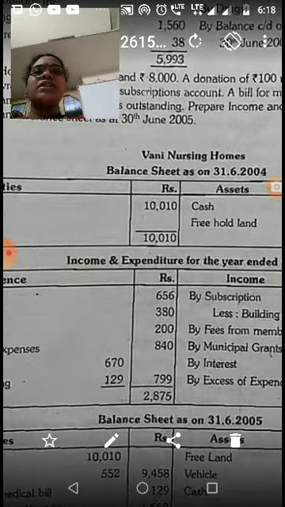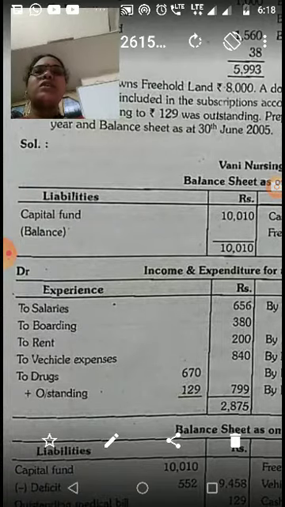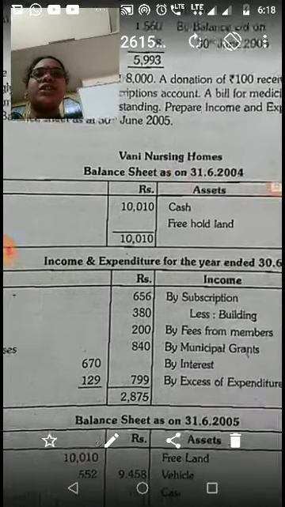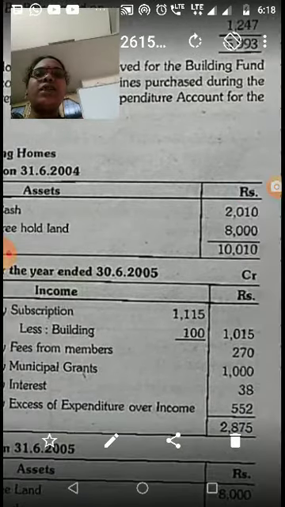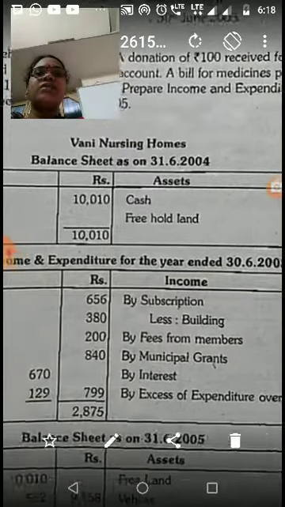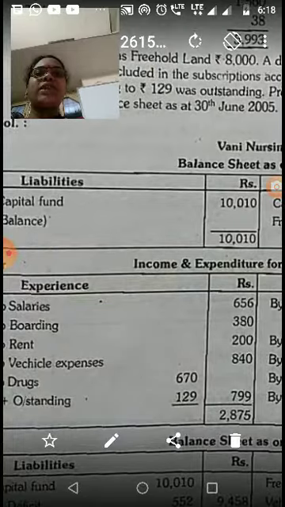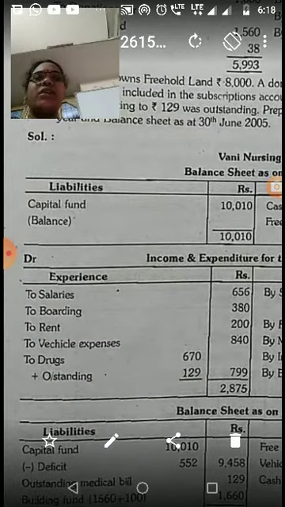Now, Vani Nursing Home's balance sheet as on 30/6/2004. This is the opening balance sheet. So here cash opening balance is 2010. Then freehold land, that is 8000. The total is 10,010. So capital fund is 10,010. Now we have to prepare income and expenditure account.